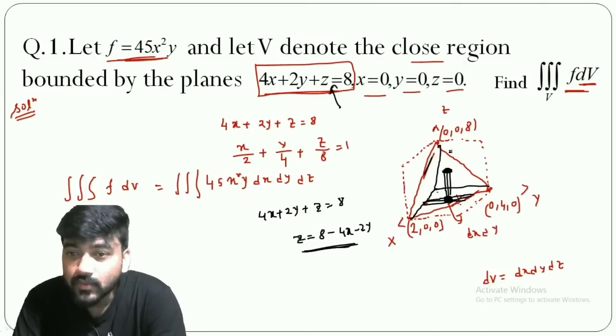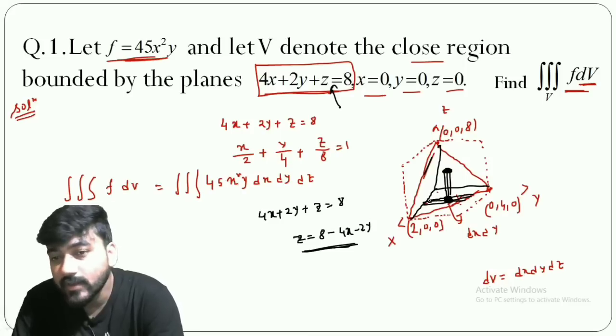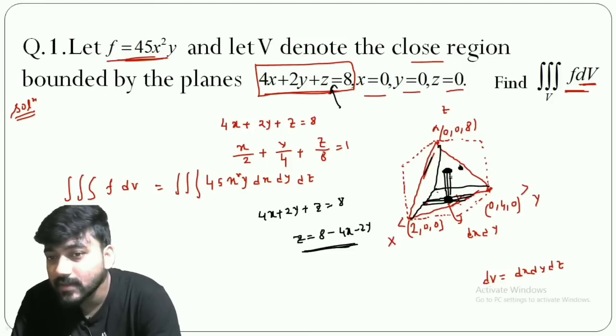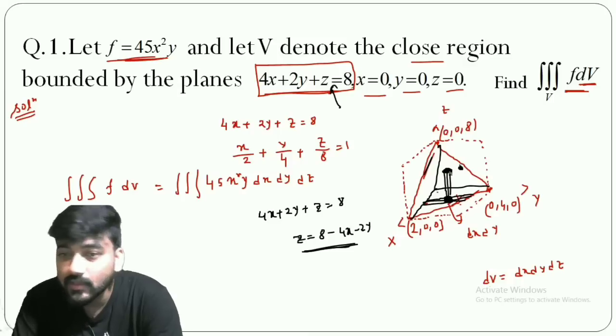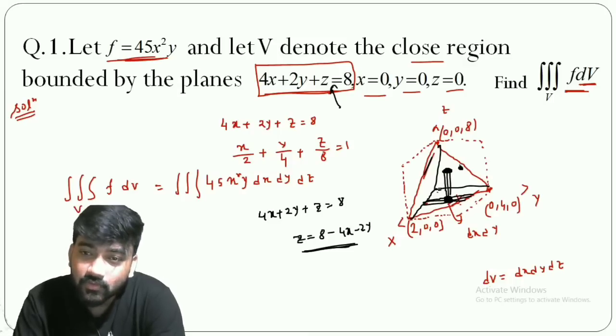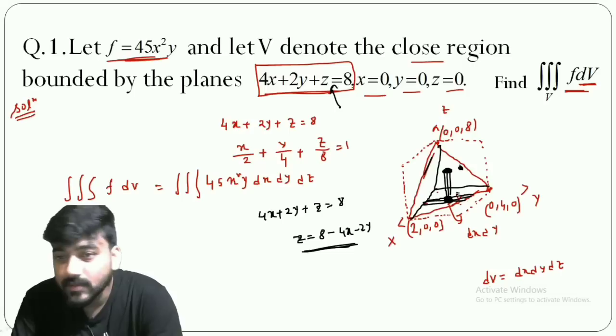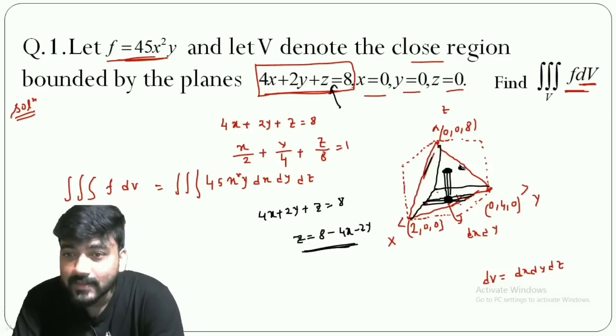Otherwise, if you want to do it in a different way, you can. Instead of dx dy on the xy plane, you can take the zy plane. If you take this zy plane as the base element, then you have to move from this plane to the surface. Then you will move along the x direction, and you will reach the surface of this plane. So in that case, the limit of x is from 0 to (8 minus 2y minus z) by 4.